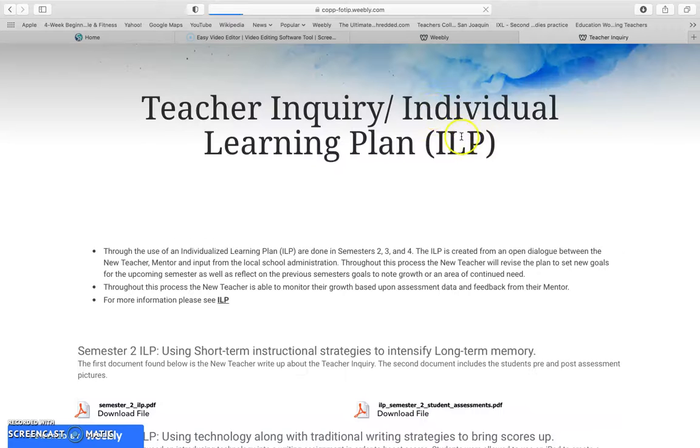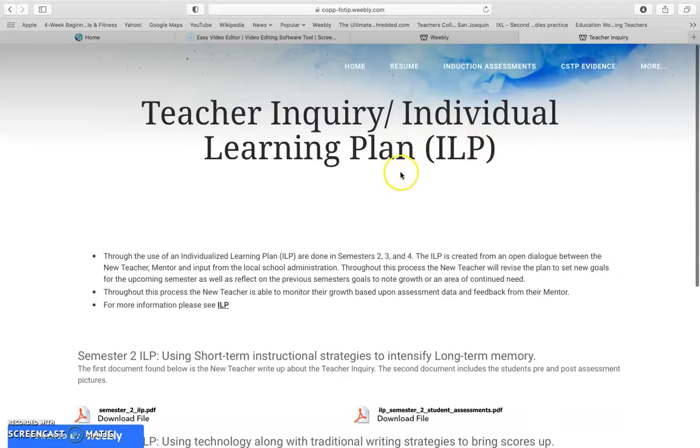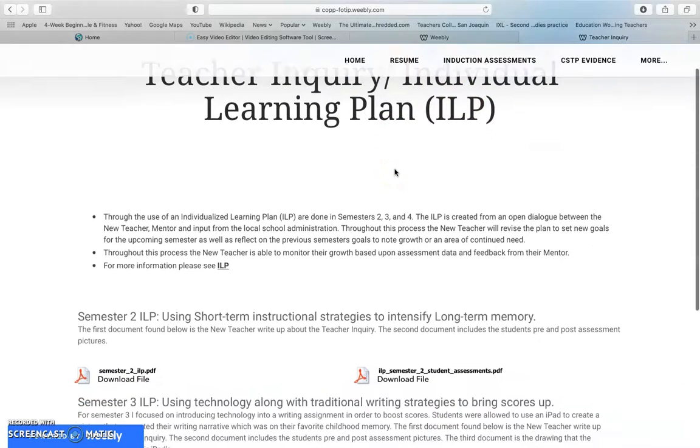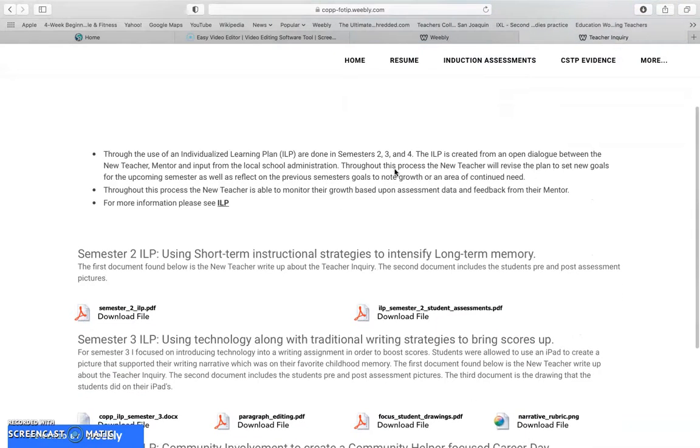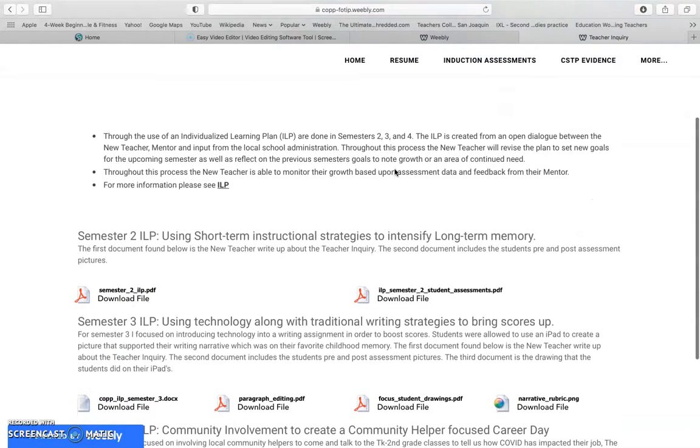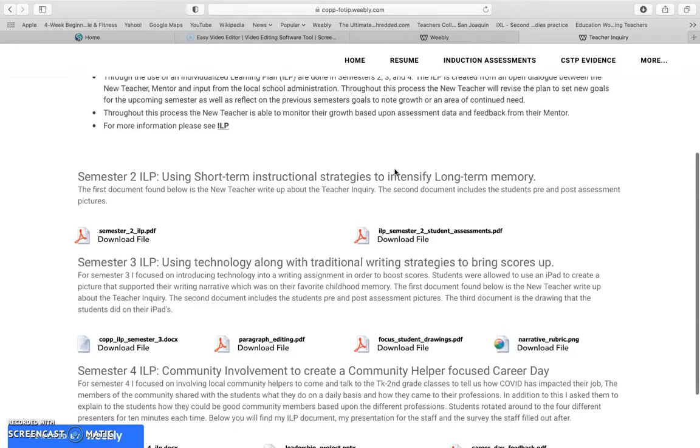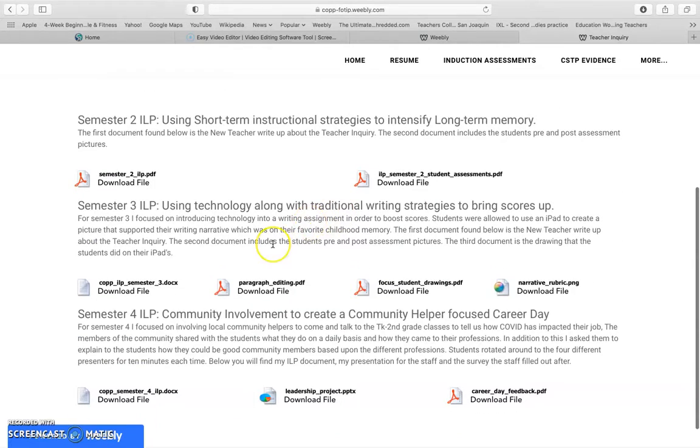I also wanted to highlight my teacher inquiry or teacher individual learning plan, which happened in semester 2, 3, and 4. Semester 2 was using short-term instructional strategies to intensify long-term memory. Semester 3 was technology with traditional writing strategies. And 4 was community involvement to create a career day. Today I want to highlight semester 3, the ILP.